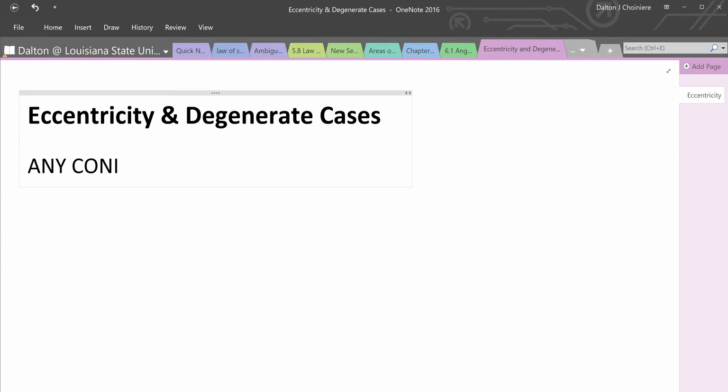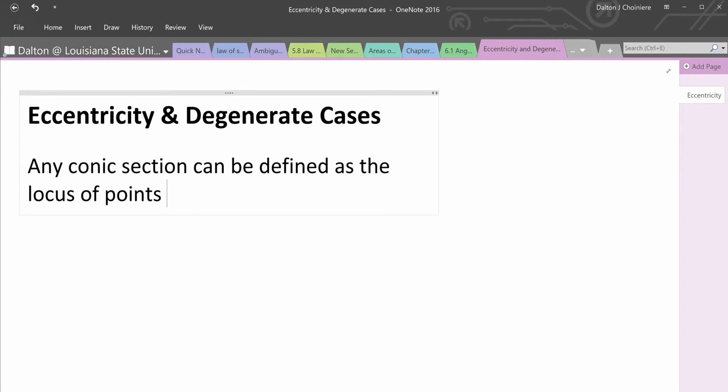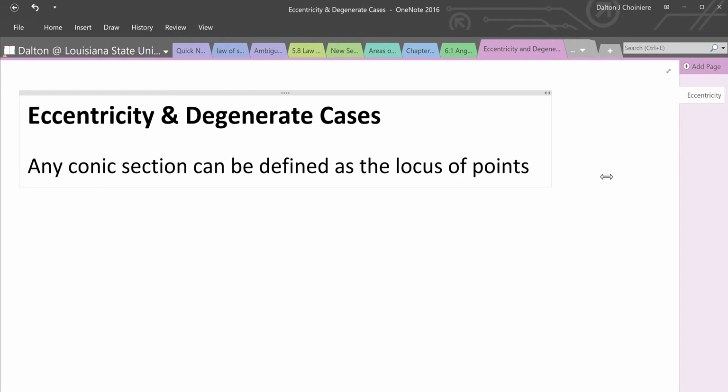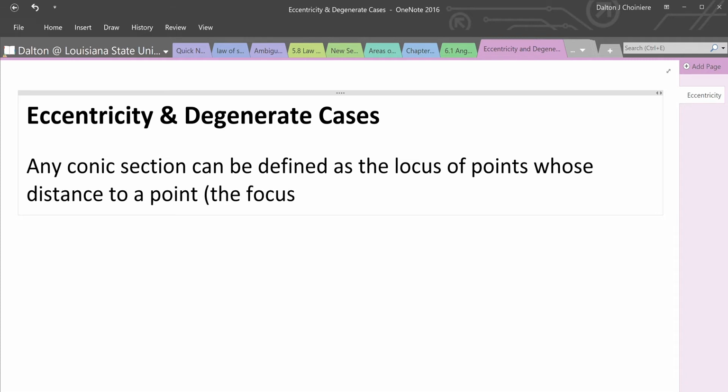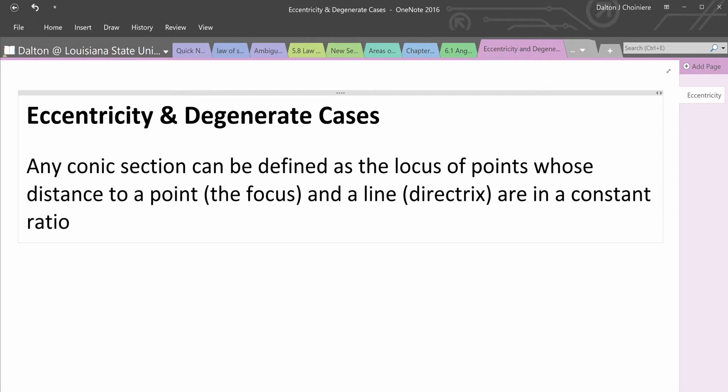And so here's the deal. Any conic section that we've dealt with, so think circle, ellipse, hyperbola, parabola, can be defined as the locus of points, and that just means a collection of points, whose distance to a point, which is called the focus, and a line, which we call the directrix, are in a constant ratio called the eccentricity.